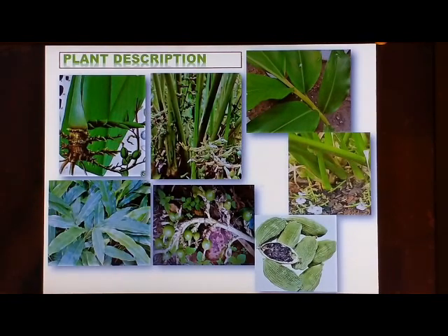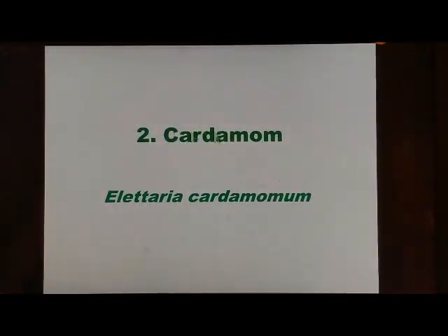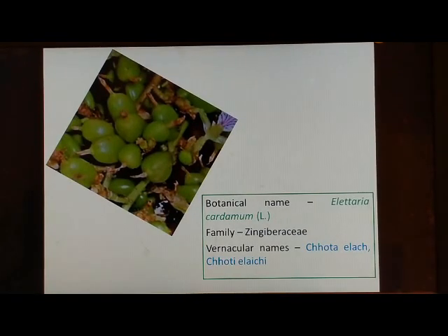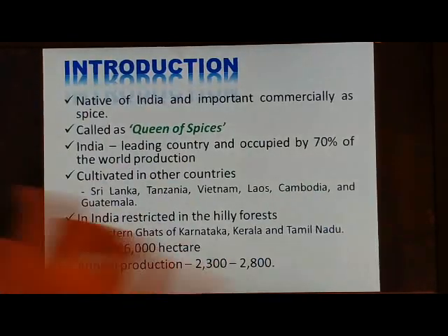So the next important crop is cardamom. It is one of the important spices. Cardamom is a native of India, and it is important commercially as a spice. Its scientific name is Elettaria cardamomum. This plant belongs to the family Zingiberaceae, and it is known by these names in India: Chota Ilaichi and Choti Ilaichi. That is the vernacular name of the plant.